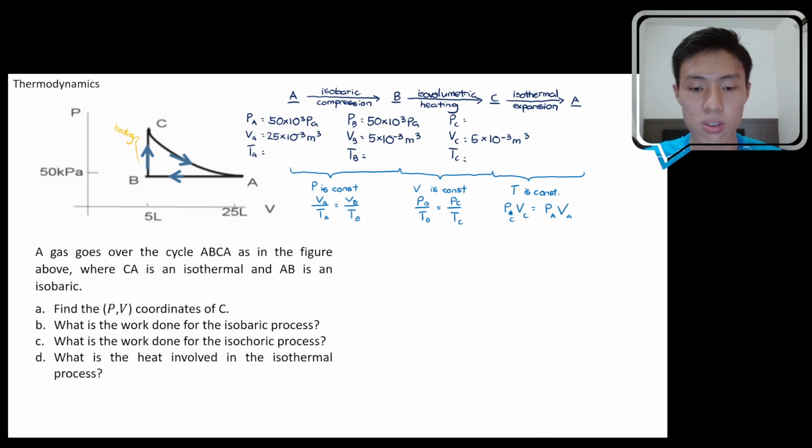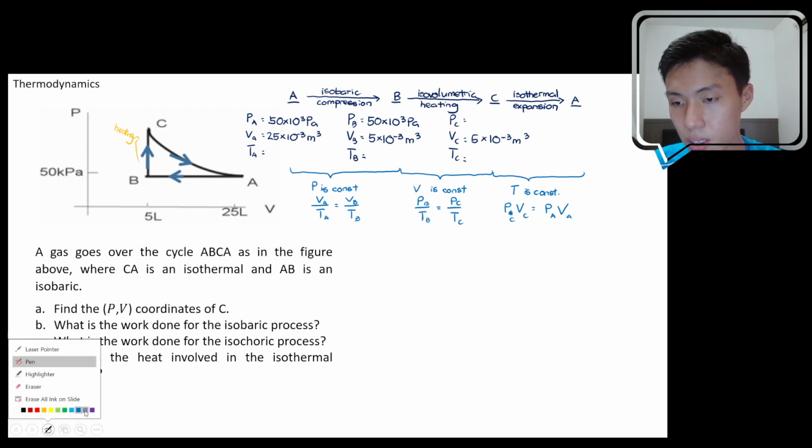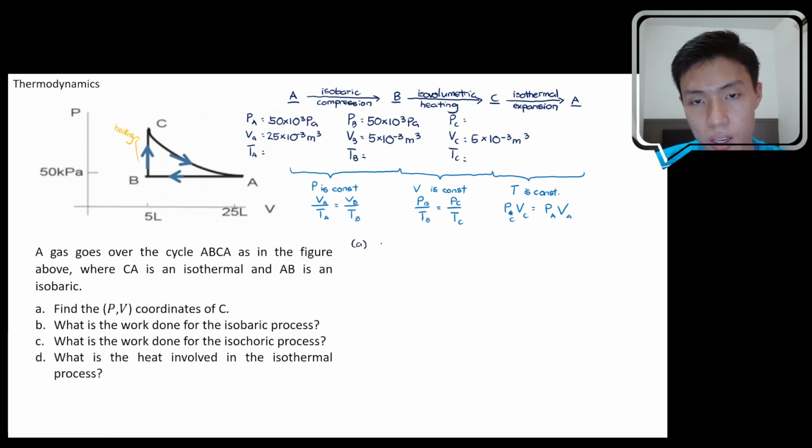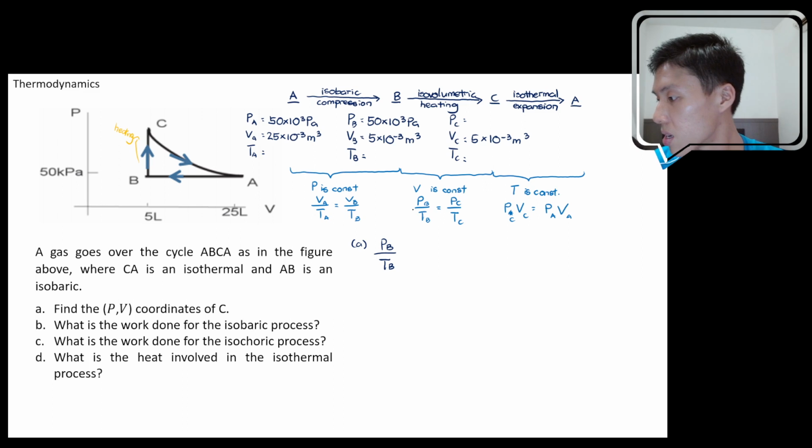So right now they ask you to find the pressure and volume for coordinate C. For coordinate C, you just need to find pressure. To find pressure, you can relate between B and C to find pressure C. So we are going to use this equation over here for question A. You are going to use PB over TB. Oh, so sorry, no. You are not going to use this direction.